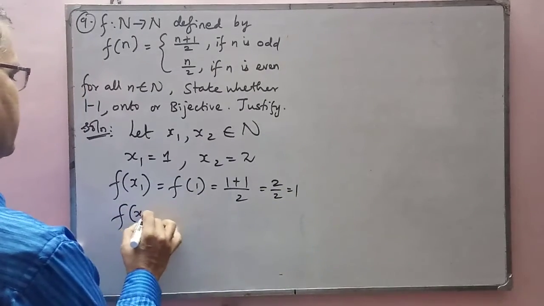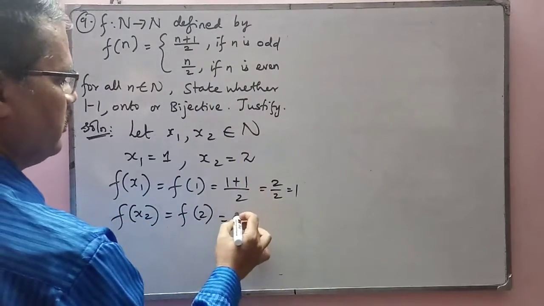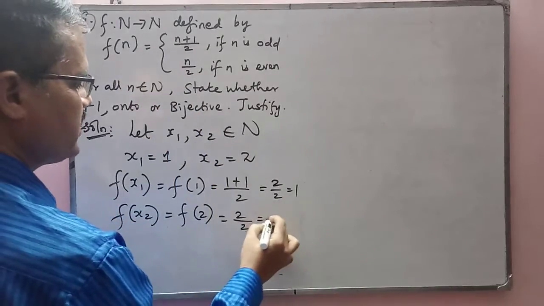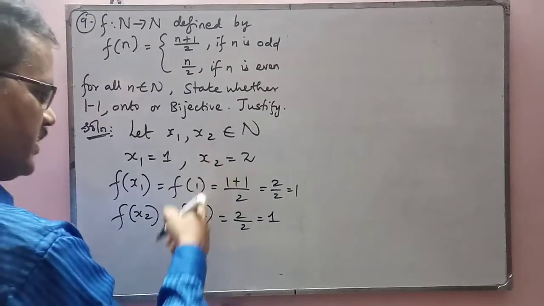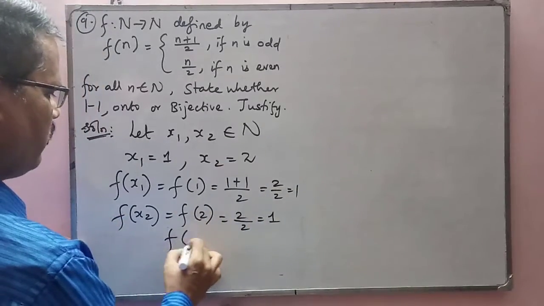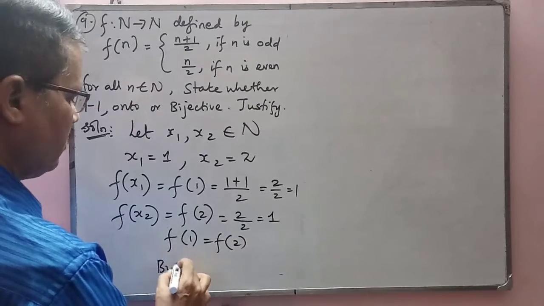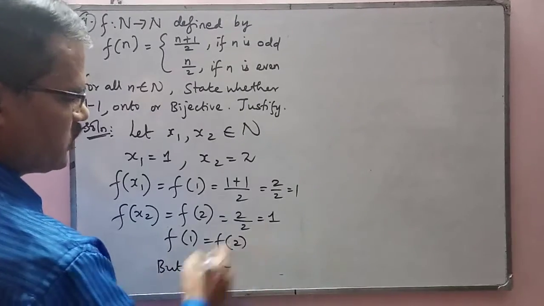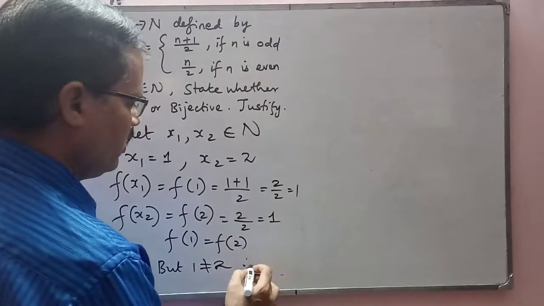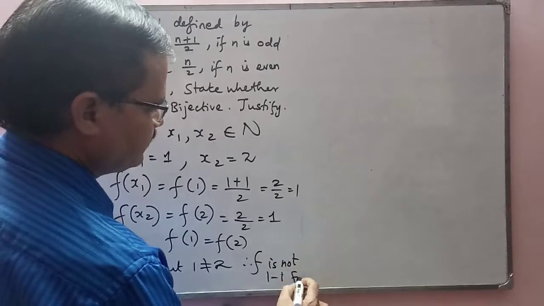Now next, f of x2, f of 2. So 2 by 2, because when n is even you have to choose the n by 2 function. So 2 by 2 which is equal to 1. So we see that f of 1 is 1, f of 2 is also 1. So f of 1 is equal to f of 2. But 1 is not equal to 2, right? So two elements are having the same image. So it is not 1 to 1. Therefore, f is not a 1 to 1 function.